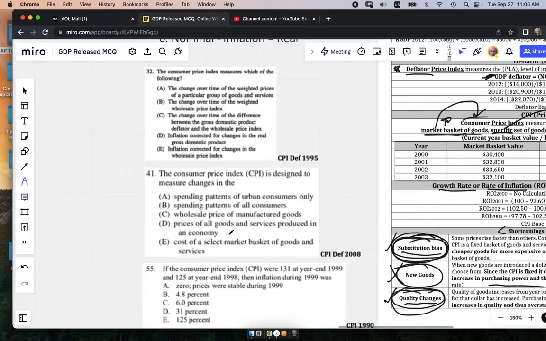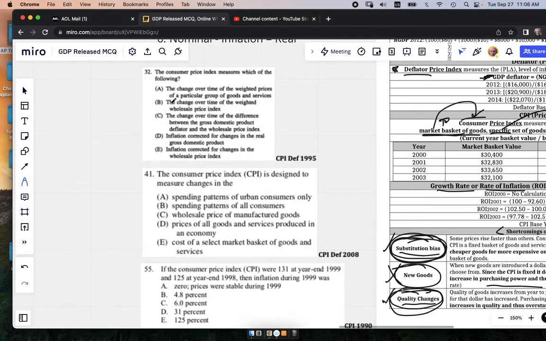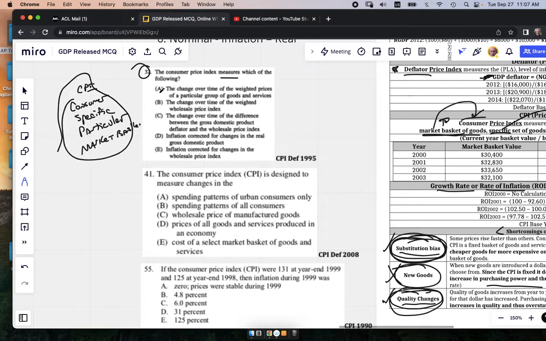All right, let's do these three real quick. Pretty straightforward. Question 32: the Consumer Price Index measures which of the following? So we're going to stop for a second. You stop it, find the right answer, we'll talk about it. Remember, CPI refers to consumer goods, a specific set of goods, a particular group, or a market basket. All of this is just code that we know. This is the definition of CPI. So the answer is A.